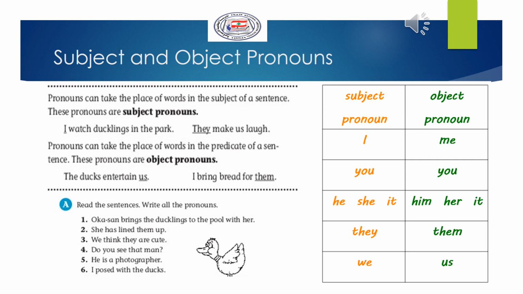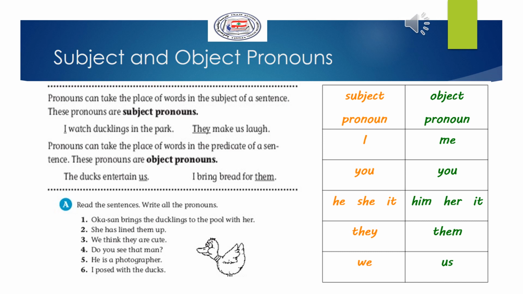2. She has lined them up. She is a subject pronoun, and them is the object pronoun. 3. We think they are cute. We is a subject pronoun. 4. Do you see that man? You is the subject pronoun since it came before the verb see.